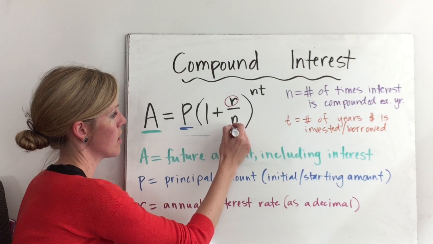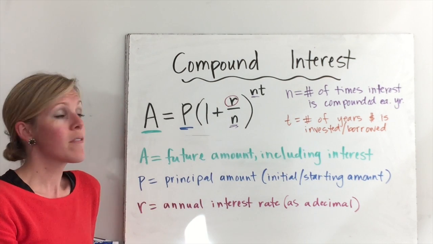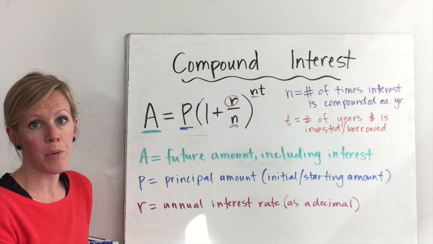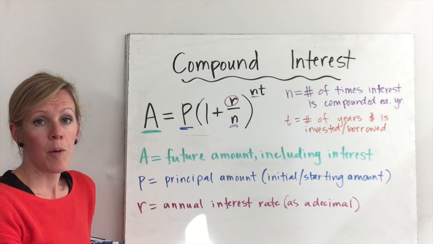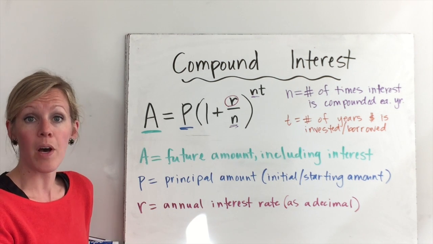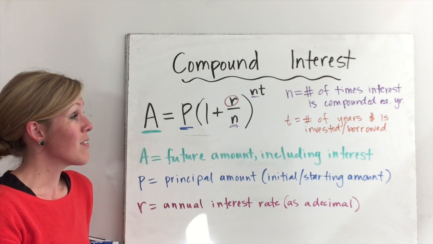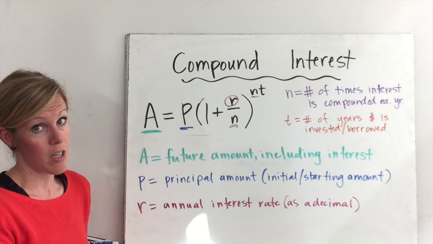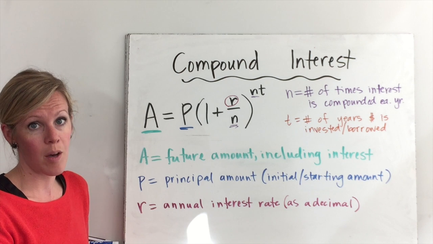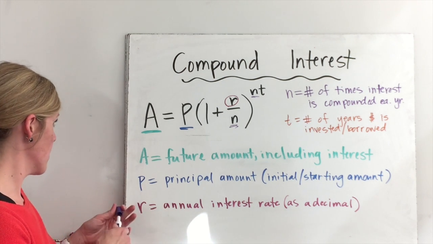N, right here, is the number of times the interest is compounded per year. We'll do a couple of examples, but if something says it's compounded annually, that's 1 time per year. If something is compounded every month, that's 12 times per year. If it's compounded every day, that's 365 times per year. So N is the amount of times the interest compounds per year.